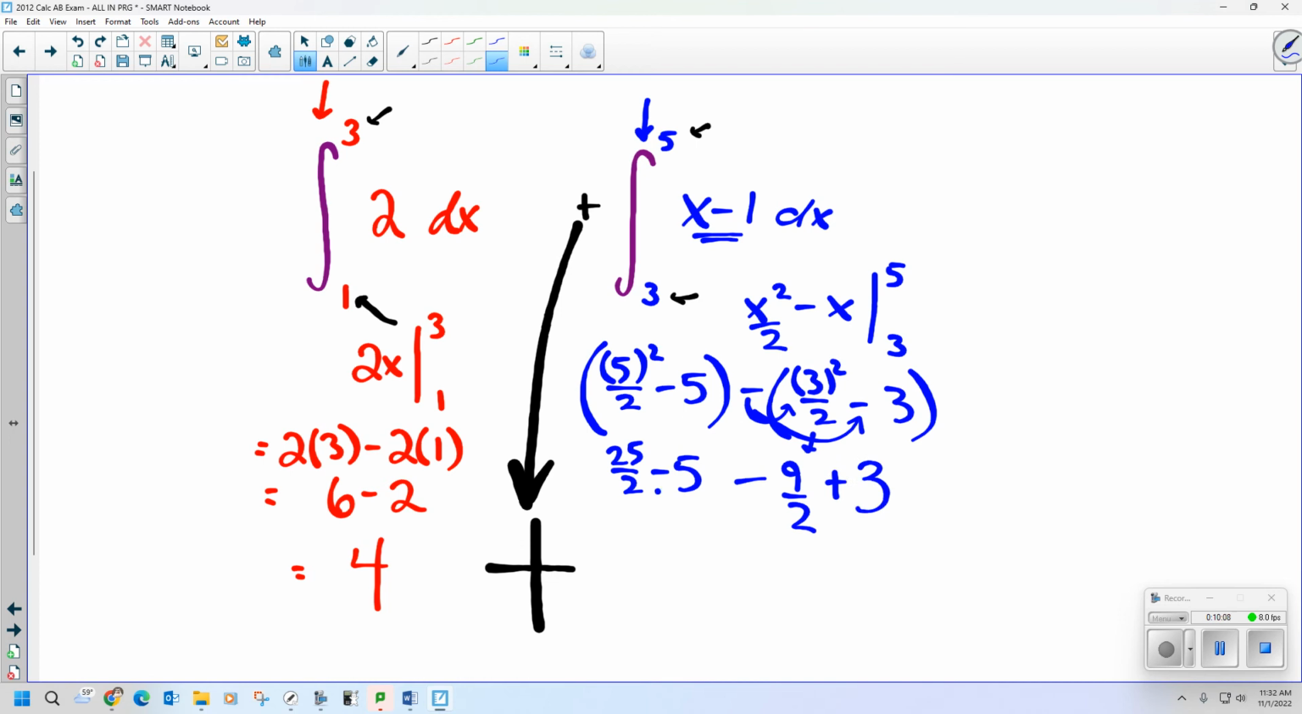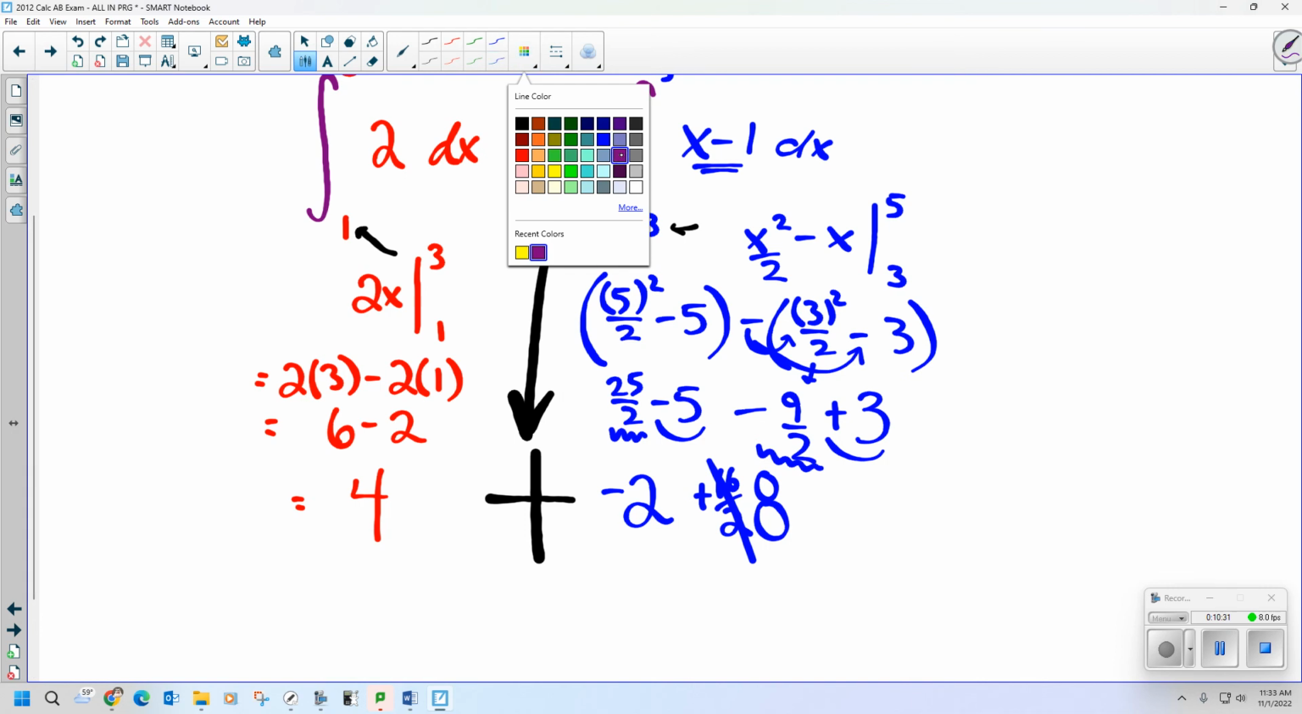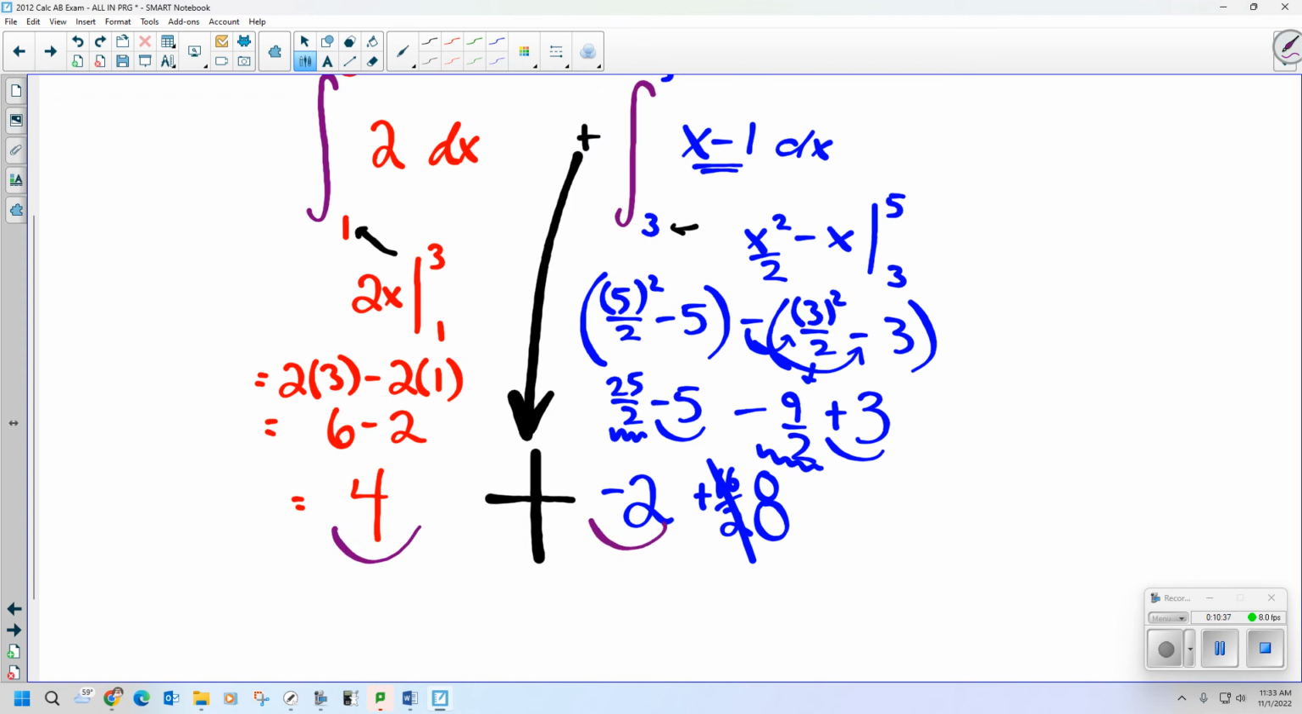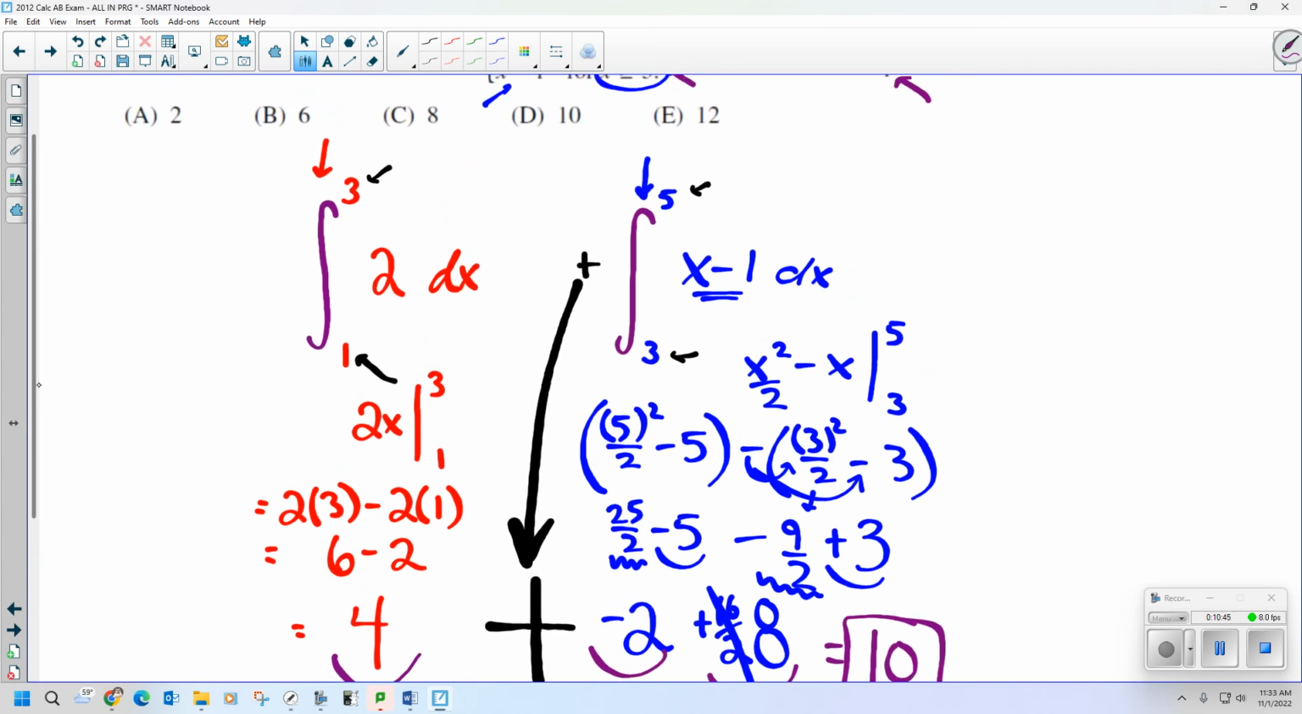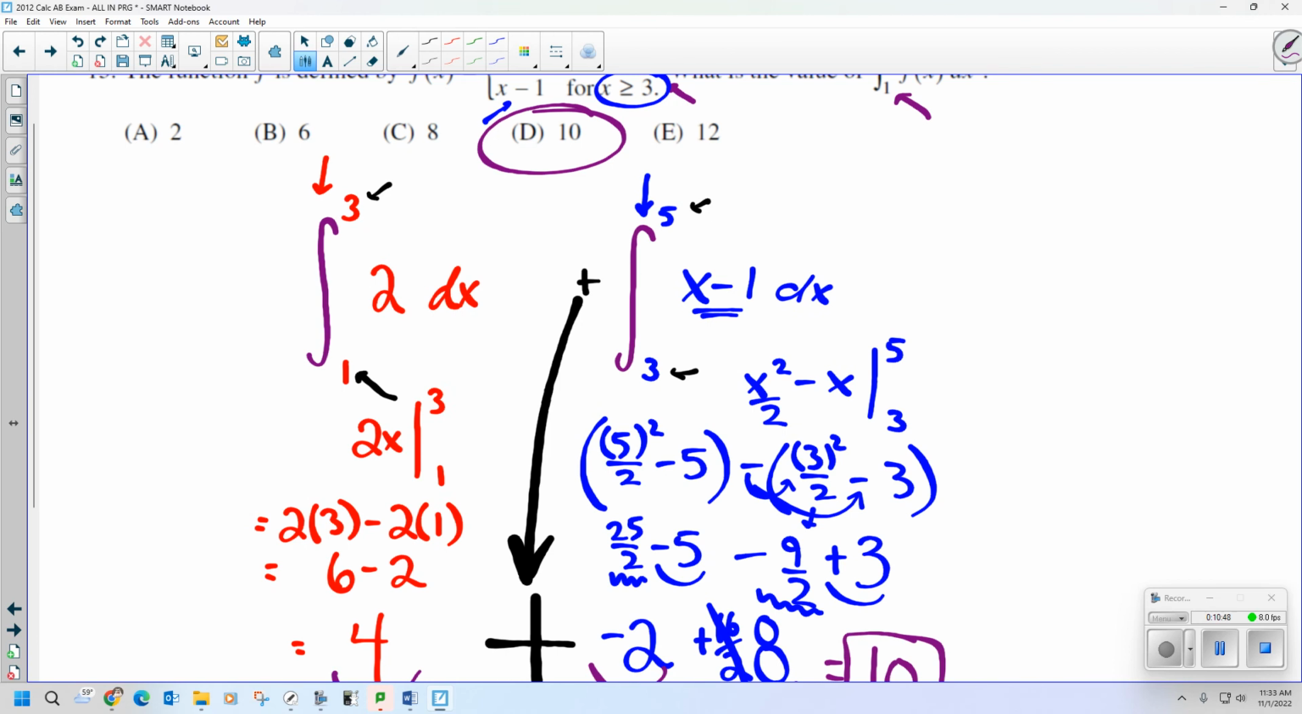Right? Let's combine like terms. Negative 5 plus 3 is negative 2. 25 over 2 minus 9 over 2 is a positive 16 over 2, and that turns out to be 8. All right? So now it's just a matter of simple combining like terms, adding and subtracting. 4 minus 2 is 2. 2 plus 8 is 10. Seemed like a lot of work. I mean, not a lot, but choice D is 10. It could have been easier.